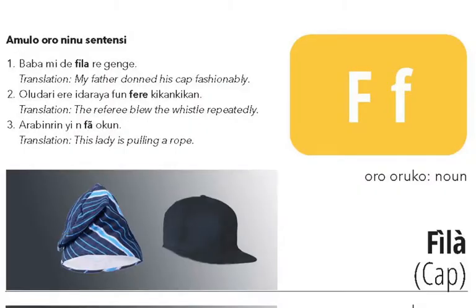And here I have Fila, because I'm giving examples of what you can make, I mean the words you can make from the alphabet. Fila. Fi, I, Li, A. Fi, I, Li, A. Fila. Don't forget, your I in English is pronounced I in Yoruba.